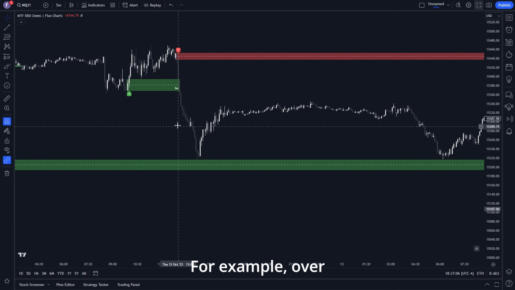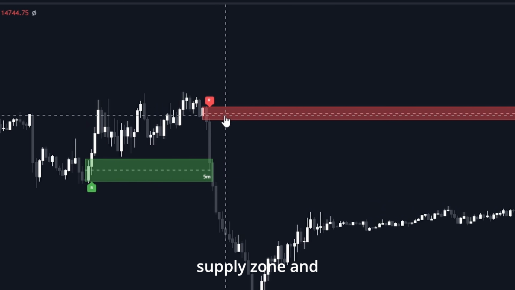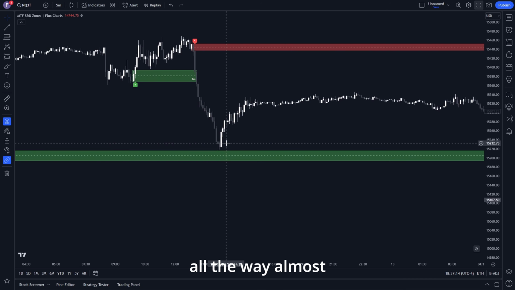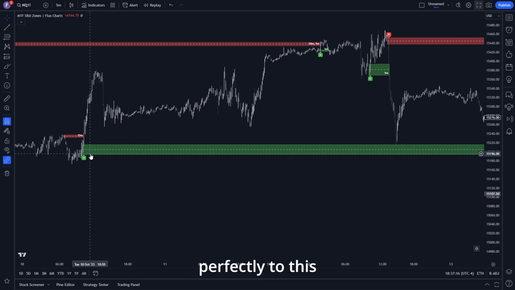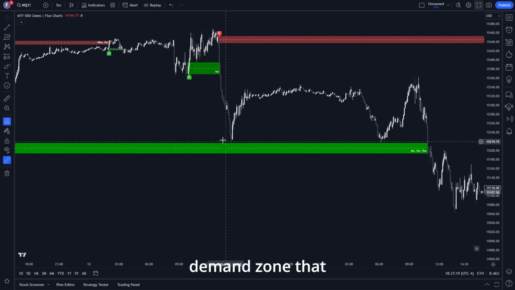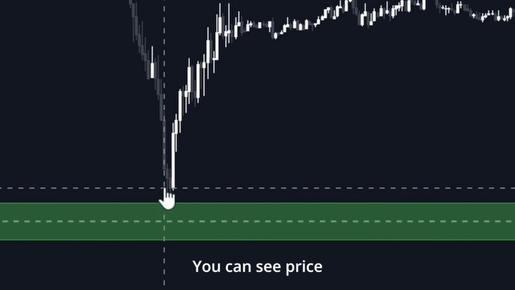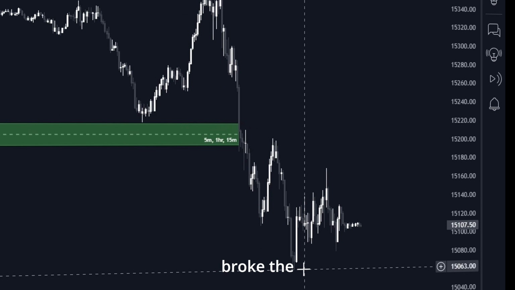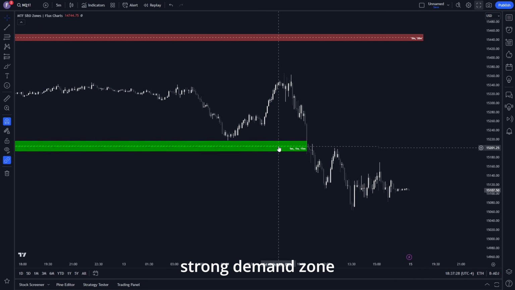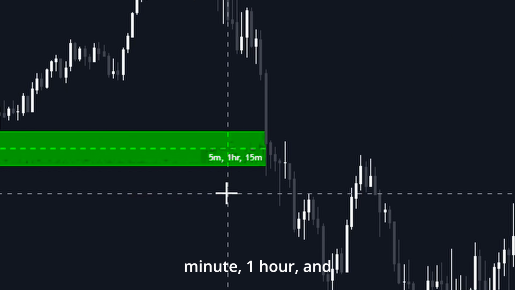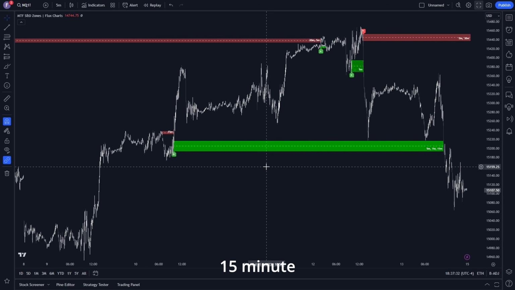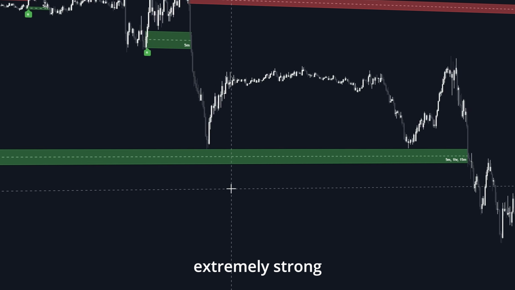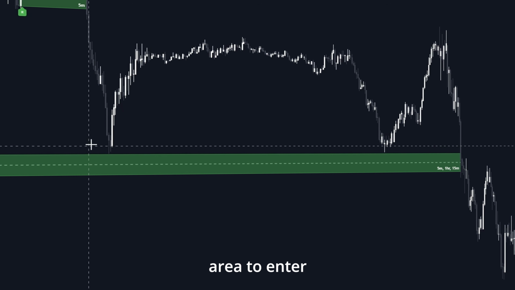For example, over here, we had a retest of this supply zone, and then the market dumped past this demand zone, and it dumped all the way almost perfectly to this demand zone that we have formed earlier. And you can see price then reversed, and then it happened again and price reversed, and we finally broke the demand zone. This was a very strong demand zone, as it was a 5-minute, 1-hour, and 15-minute time zone. 3 time zones forming this demand zone made it an extremely strong area to enter trades.